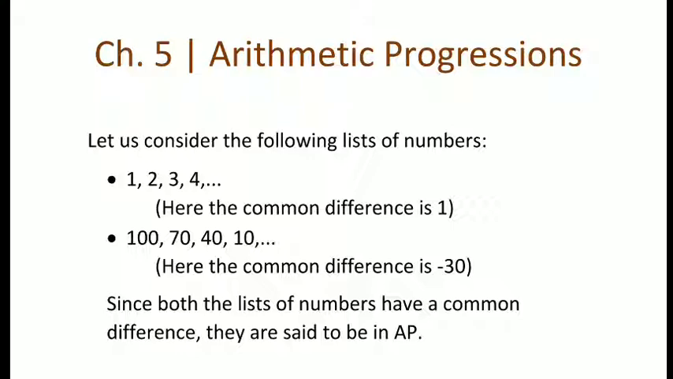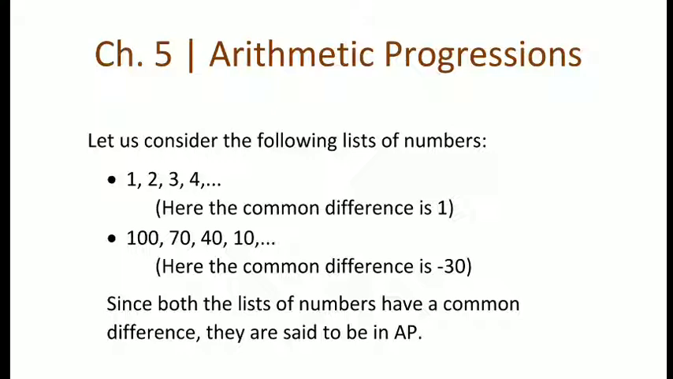Arithmetic progressions are nothing but a group of numbers or a list of numbers which, whenever they satisfy a specific characteristic, we consider to be an arithmetic progression, simply AP. Let us consider a few groups of numbers, a few lists of numbers, as given on the screen.